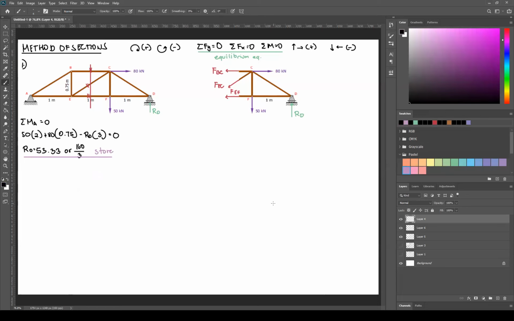Right, now after storing, we can now move on to the actual method of sections. So when doing method of sections, what you want to do is figure out an equation wherein there's only one unknown. Now remember, our equilibrium equations are as follows. So Fx, Fy, summation of moment. So can anyone tell me what equation should I use first, wherein there's only one unknown? Fx, Fy, and if you choose moment about what point then? Please answer in the chat.